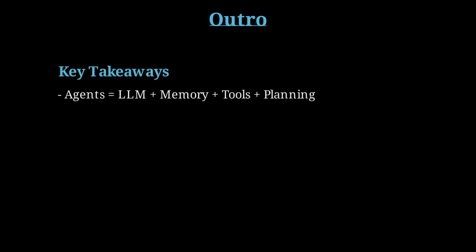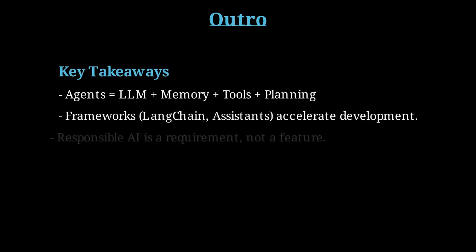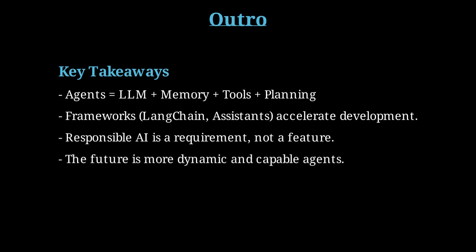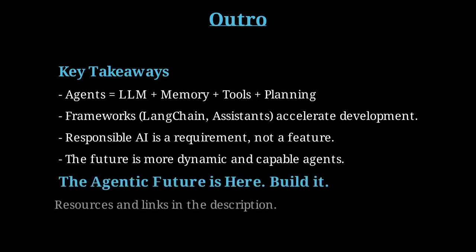We've covered a tremendous amount of ground, from the foundational components of AI agents, LLM Brain, Memory, and Tools, to the powerful frameworks like LangChain and the OpenAI Assistant API that help us build them. We've stressed the non-negotiable importance of building in safety and responsibility from day one, and we've looked at the future with concepts like the Model Context Protocol.